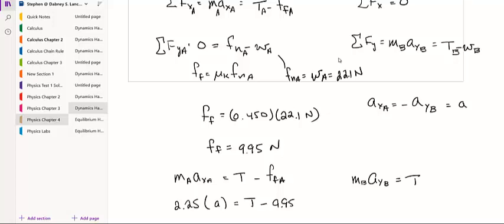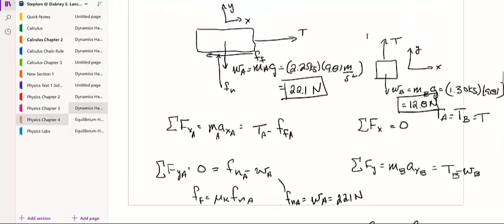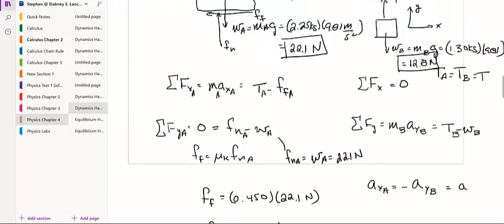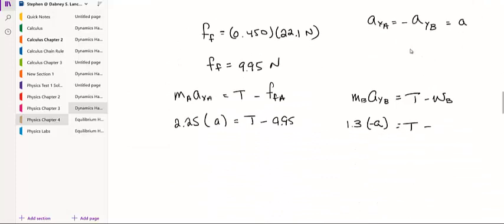And the second equation, this one here, which says m sub b a sub y b is equal to T, instead of T sub B, minus w sub b. So m sub b is equal to 1.3 times negative a, because this is negative, is equal to T minus w sub b, which is 12.8 right there. So two equations, two unknowns.